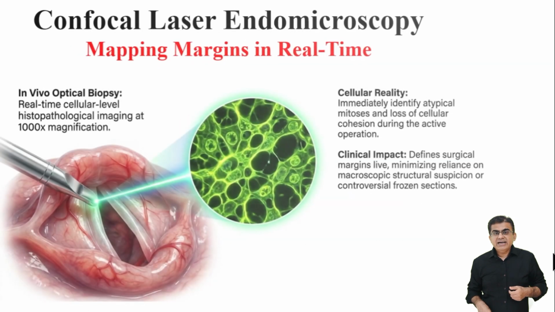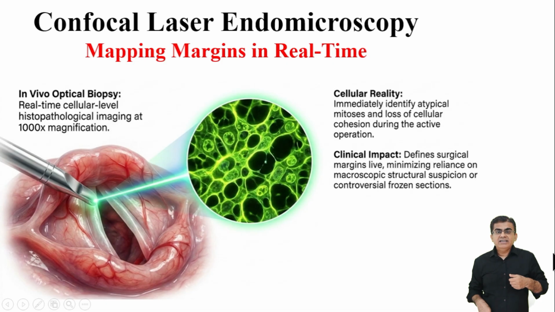Let us now look at a tool that completely changes how we find the edge of the cancer. This is called confocal laser endomicroscopy. This is a highly advanced optical technology. Look at the metallic probe touching the vocal cord on the left side of your screen. This delicate probe acts as a live in vivo optical biopsy. It gives us a real-time image of the living tissue at exactly 1000 times magnification.